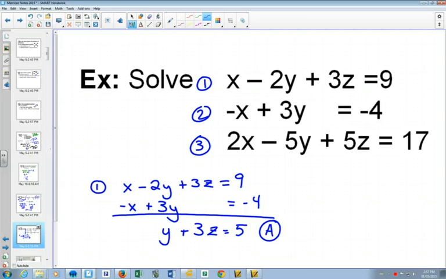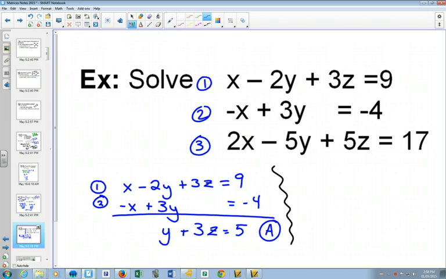I was using numbers for my first, so I'm going to go to letters for my second one. Oh, and this was equation 2. Equation 1 and equation 2. Now I've eliminated x using equation 1 and equation 2. Now I'm going to try and eliminate x either with equation 2 and 3 or with equation 1 and 3. I get to choose, and it doesn't matter which one you choose. Just choose something that you think would be the easiest.